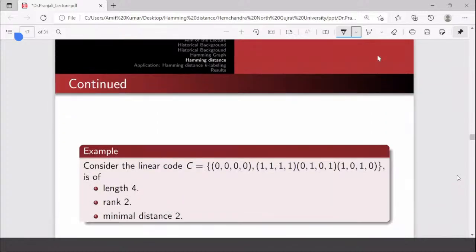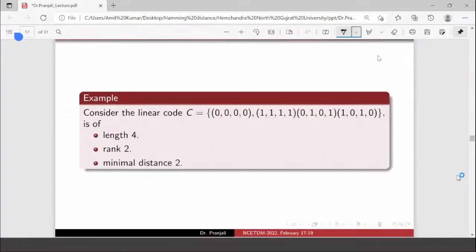So I would like to explain this with an example. For example, consider a code. It has 4 code words. Each is of length 4. Of course, we are taking from the elements of, just facing some trouble.